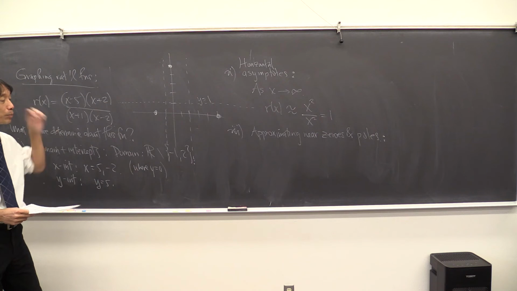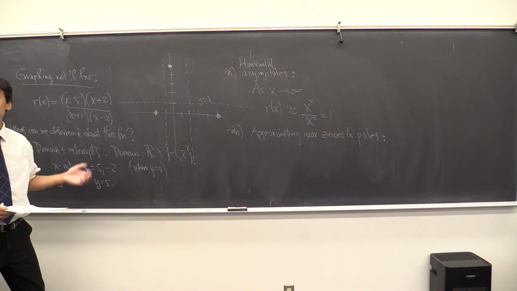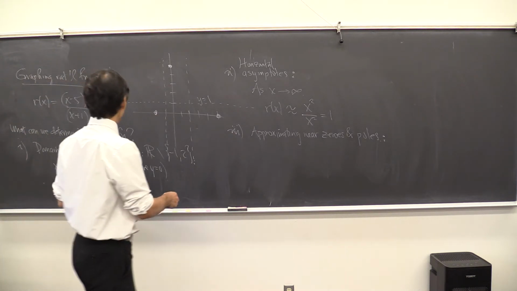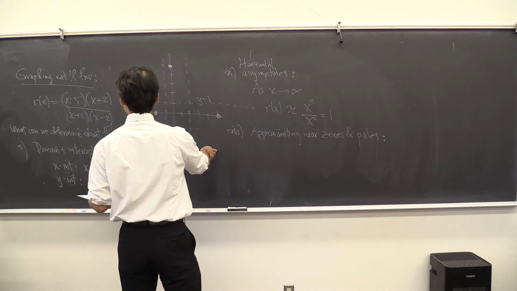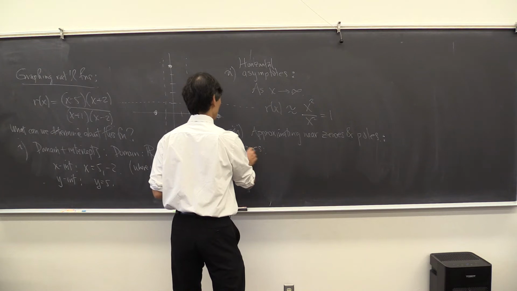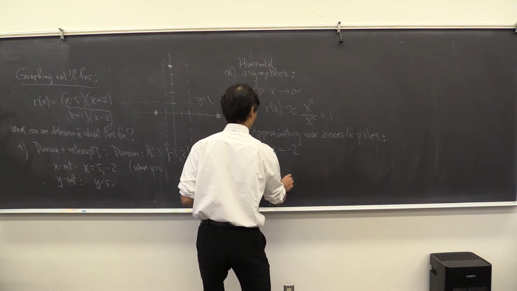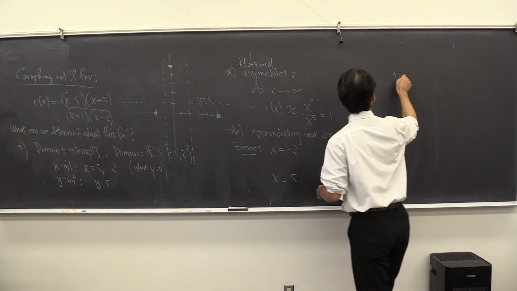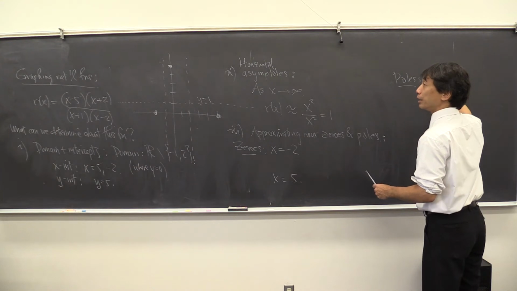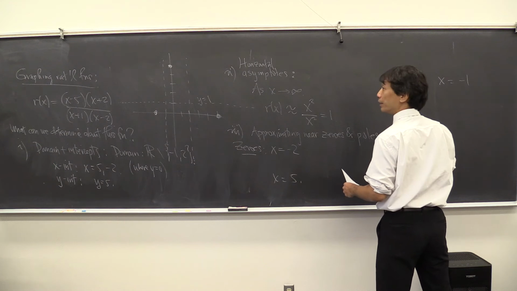Because those are features of interest of this function. Okay. So our zeros and poles. Let's do the zeros first. x equals -2, x equals 5. We have these poles at x equals -1, and also at x equals 2.